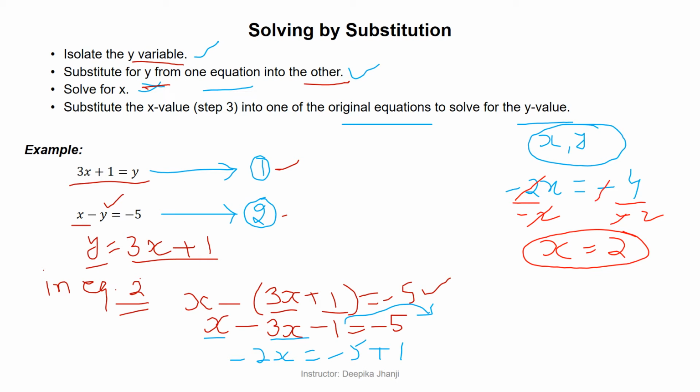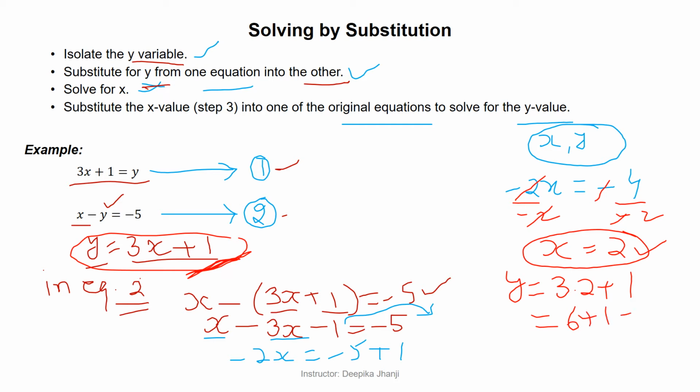Now again we'll put x equal to 2 in one of the equations. Let's consider this equation. So y is equal to 3x. I'm going to plug in the value of x here. So 3x means 3 times 2, plus 1. This becomes 3 twos are 6, plus 1 equals 7. So the y value is 7. So we have x equals 2 and y equals 7.